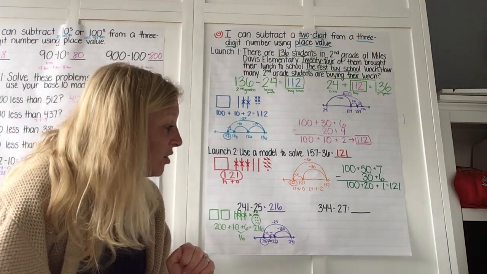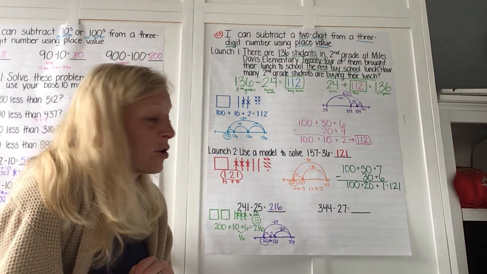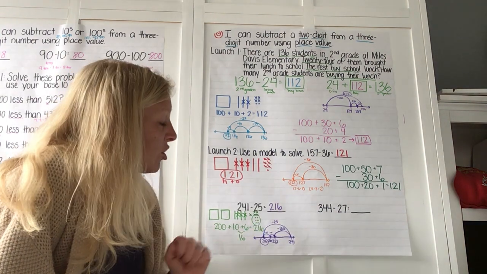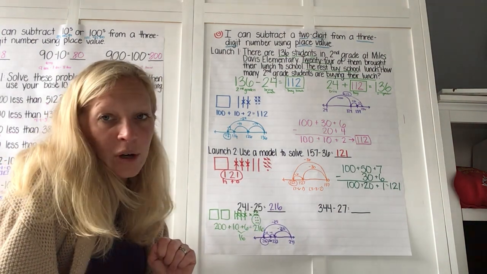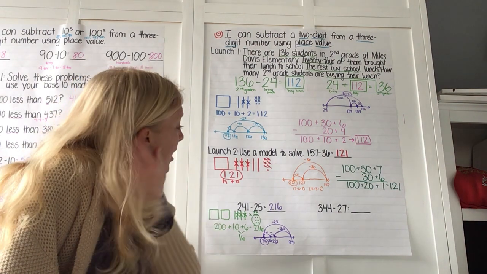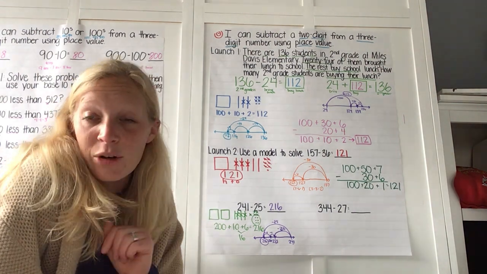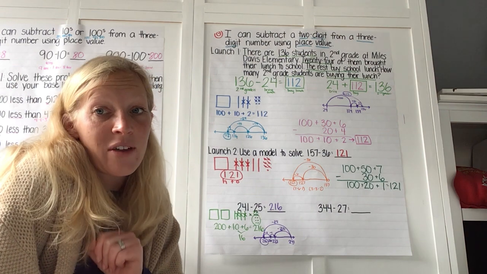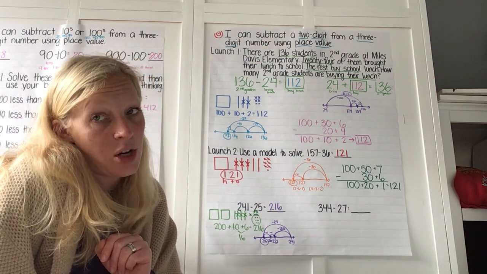So what I'm going to have you do is in your notebook, before you do your independent practice, I want you to write this equation. 344 take away 27 equals blank. And I want you to show me how you're solving that with your models and your equation.